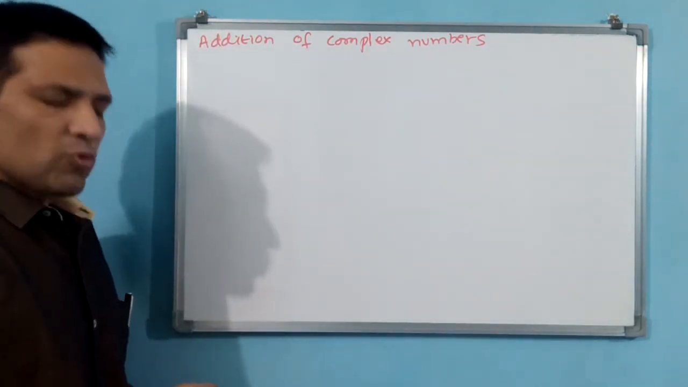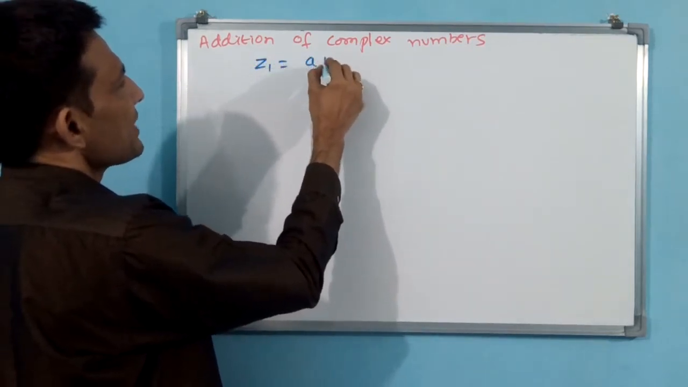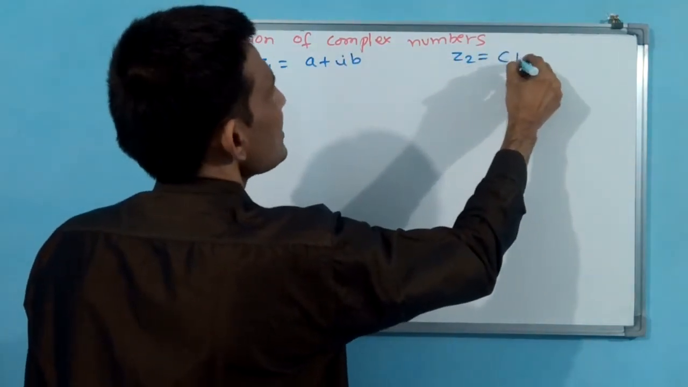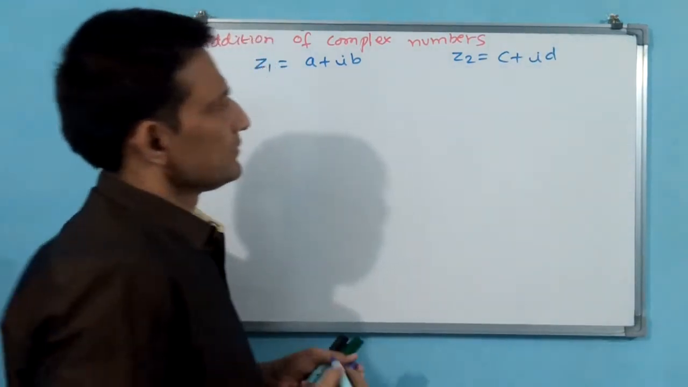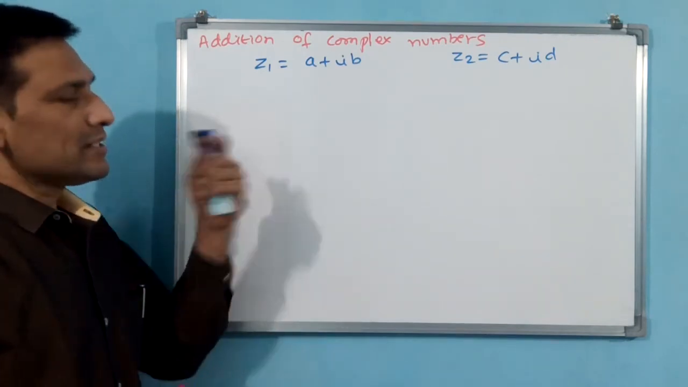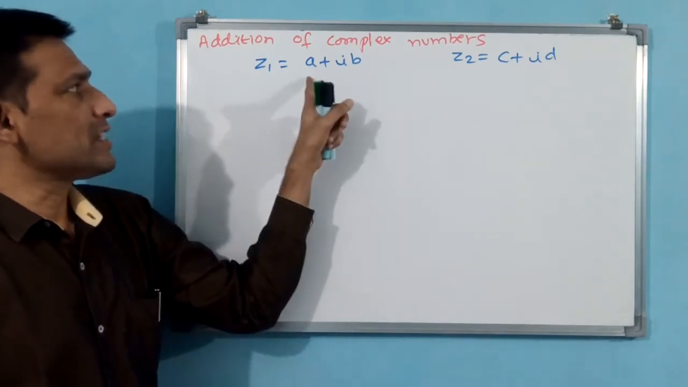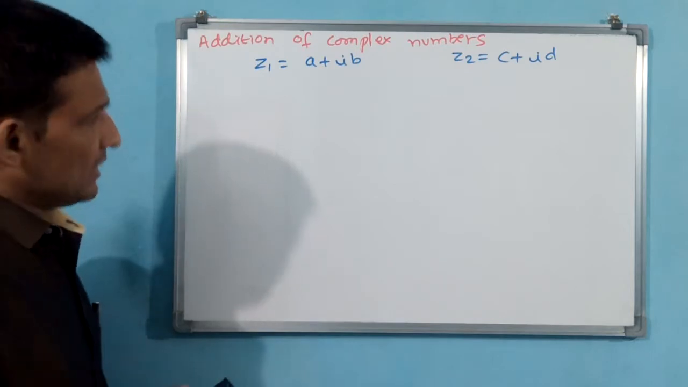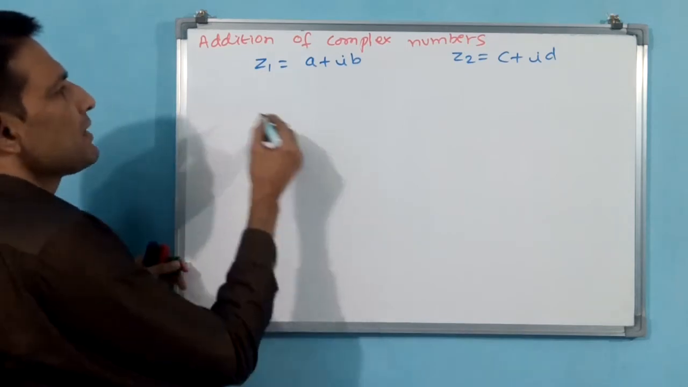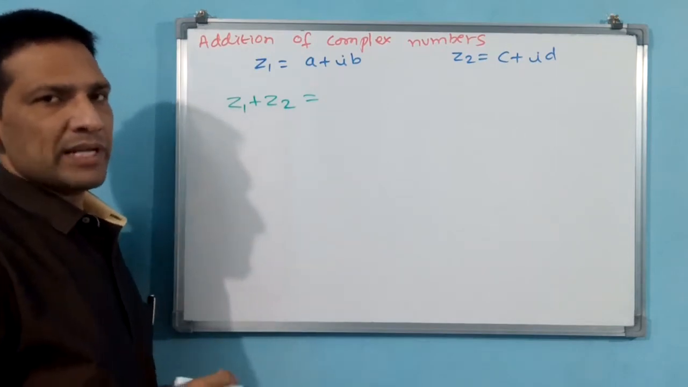See, two numbers we are having. Say Z1 is equal to A plus iB, and Z2 is equal to C plus iD. This is the representation of complex numbers. We are having two complex numbers, one is Z1, another one is Z2. Now I want to add. Z1 plus Z2 is equal to what will be the resultant number?